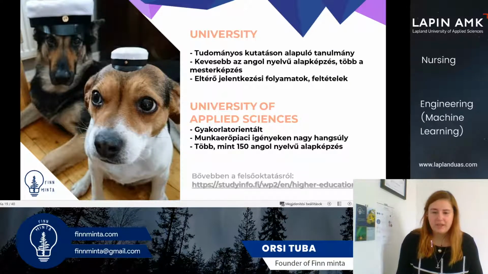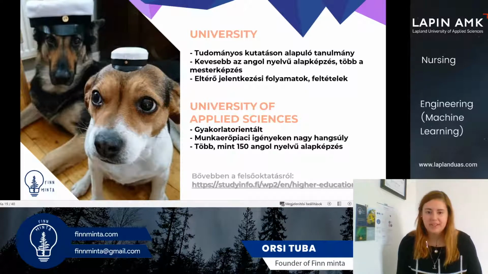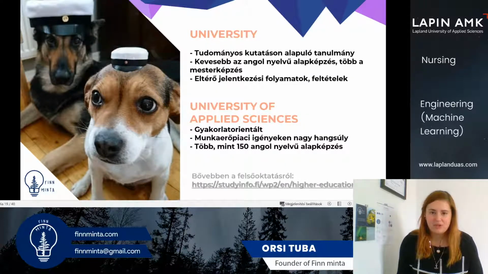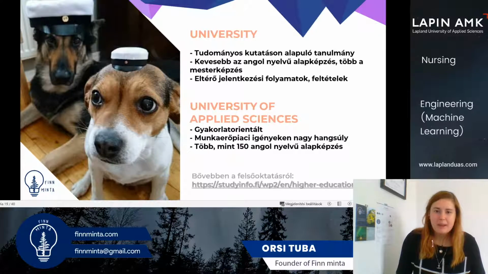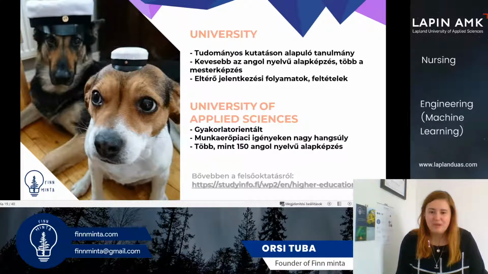Azért is ezt emelem ki erről a diáról, mert több mint 150 angol nyelvű alapképzés van, tehát sokkal több az alapképzés ezeken a típusú egyetemeken, ugyanakkor a universityken is egyre több. Itt mindegyik egyetemen és mindegyik képzésre más a felvételi folyamat, mert mást kell tudnod, ha biológus akarsz lenni, meg mást, ha matematikus, most csak mondtam két példát. Erről majd bővebben az adott képzés alatt fogsz tudni olvasni a studyinfo.fi-n.